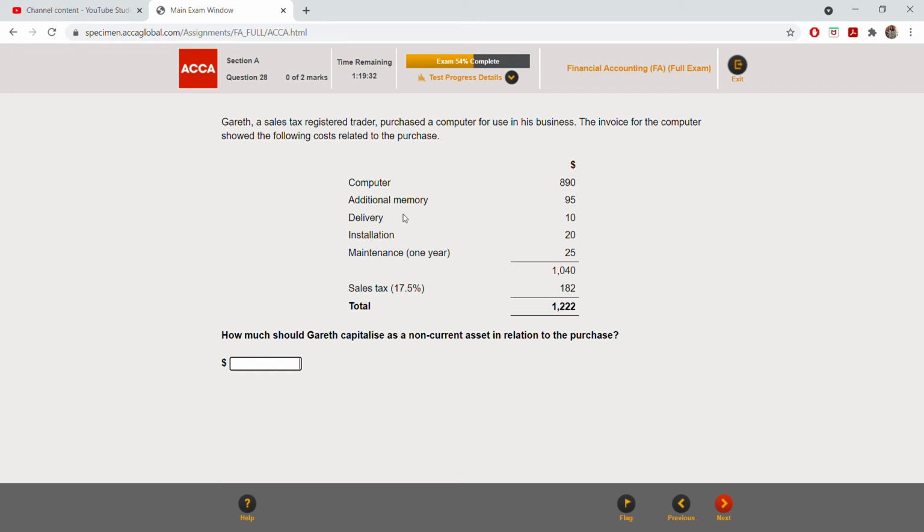Okay, make sure you know what is sales tax and how much you are going to capitalize from here. You are taking the computer, the additional memory, the delivery, the installation, but maintenance you are not taking. Maintenance is 1 year; this you cannot capitalize. So except maintenance, all the others, which will be 1015.